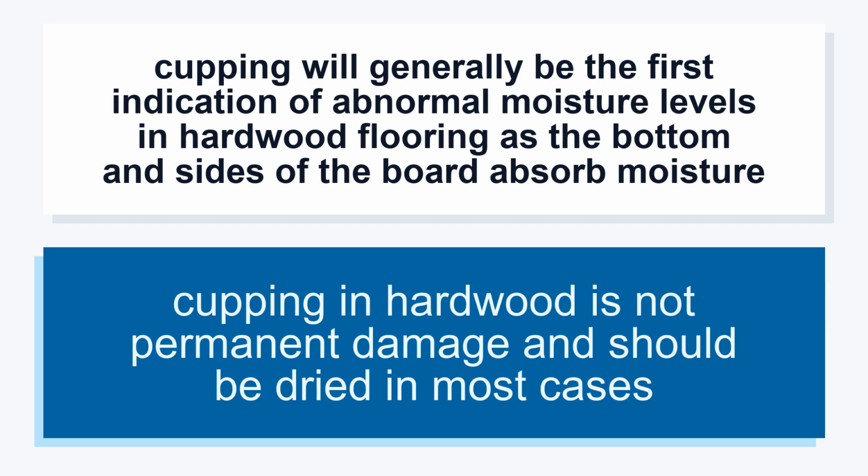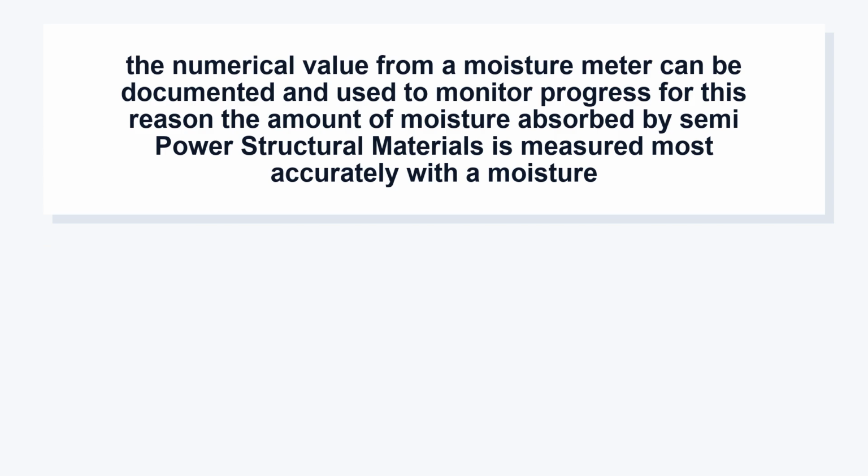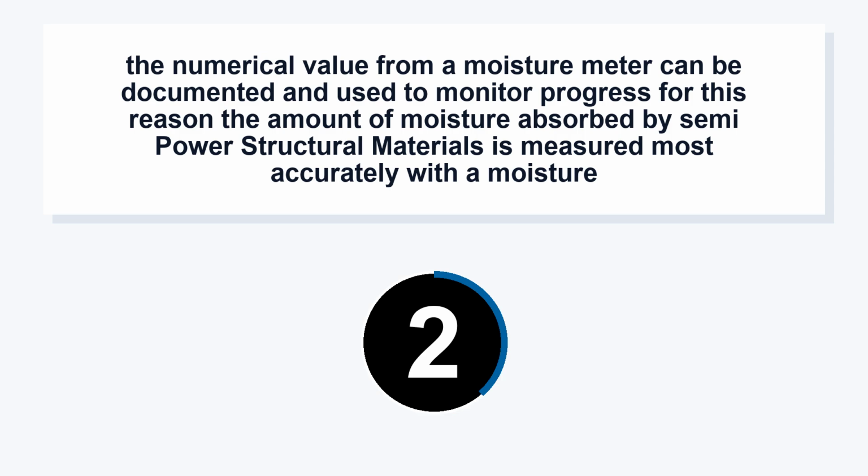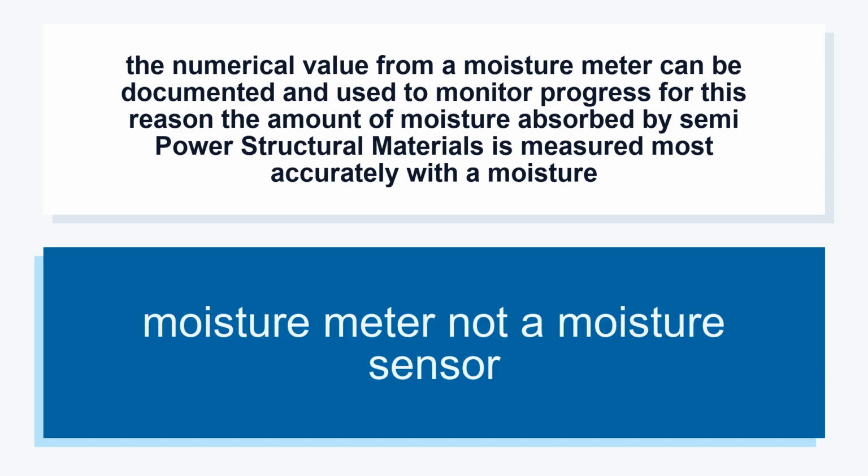Cupping in hardwood is not permanent damage and should be dried in most cases. The numerical value from a moisture meter can be documented and used to monitor progress. For this reason, the amount of moisture absorbed by semi-porous structural materials is measured most accurately with a moisture meter, not a moisture sensor.